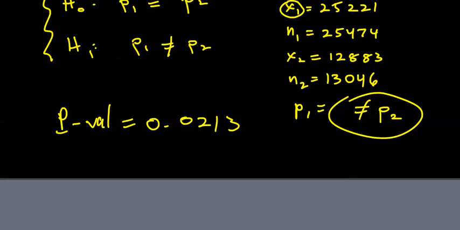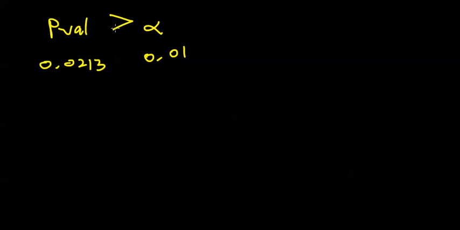Let me get a fresh screen. I'll now compare the p-value to my alpha level. The p-value, you recall, is 0.0213. Our alpha level is 0.01. Certainly the p-value is greater than. So our conclusion, large p-values suggest H0 is true. So I will fail to reject H0. Remember, your conclusion is always in terms of H0.